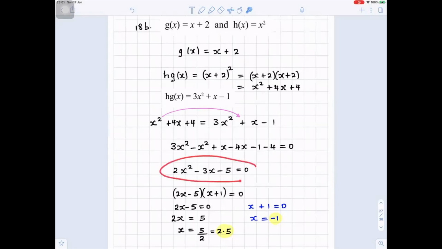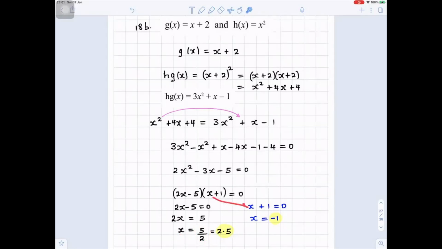Now you factorize this. You can use the quadratic formula, or you can use your Casio calculator. And when you factorize, you get 2x minus 5, bracket x plus 1 equals 0. So 2x minus 5 is equal to 0. Take 5 to the other side, 2x equals 5. And you divide by 2. X is equal to 5 divided by 2, which is 2.5.